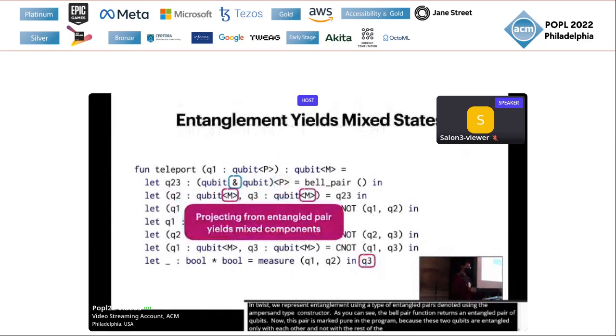When we project two components from an entangled pair, Twist requires us to mark them as mixed because they're entangled with each other. For example, in this program, we mark Q2 and Q3 as mixed. Now in the buggy program, they continue to be entangled, and by the end, Q3 will be returned with mixed type. Next, let's see how to fix this program.